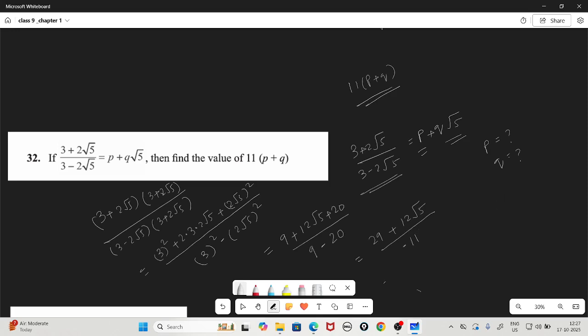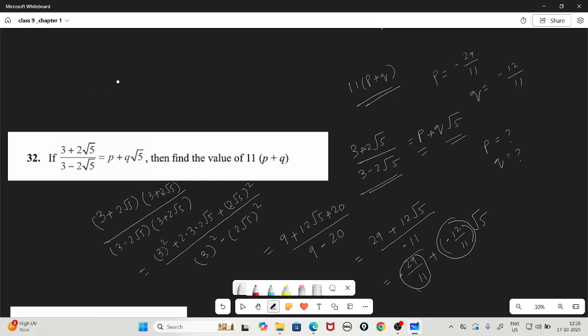Okay, so now if we reduce this into p plus q root 5 form, we get minus 29 by 11 plus minus 12 by 11 root 5. This is your p and this is your q. So your p turns out to be minus 29 upon 11, and your q turns out to be what? Minus 12 upon 11, right?